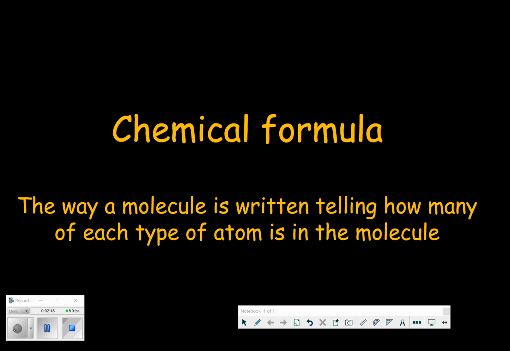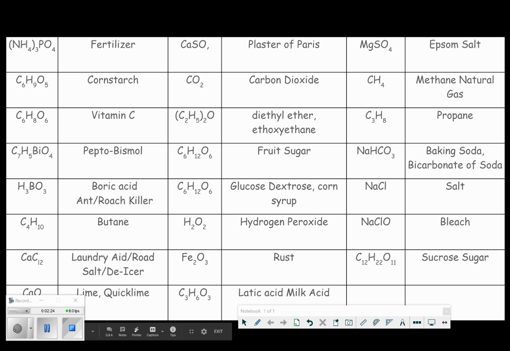The chemical formula is a way a molecule is written telling you how many of each type of atom is in the molecule. All right, so here's the deal. When you're looking at the chemical formulas, every time you see a new capital letter, that is a new element. The subscripts, which are these little numbers here, those are telling you how many atoms there are of that element. So in these terms, there are 6 chlorines, you've got 9 hydrogens, and you've got 5 oxygens.